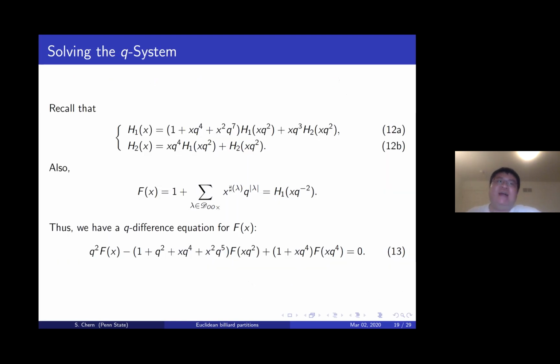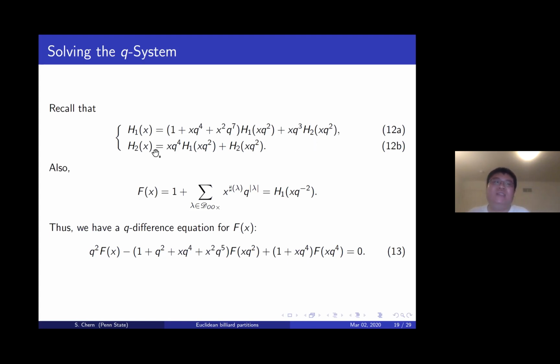And how do we find the explicit form for h1 and h2? So let's first record the Q-difference system for h1 and h2. Then we have this Q-difference system, and also the generating function for partitions in D sub O cross is h1 of x cubed to the power of -2, and we call this function f of x. Then we can see that from the first equation, we can write h2 in terms of h1.